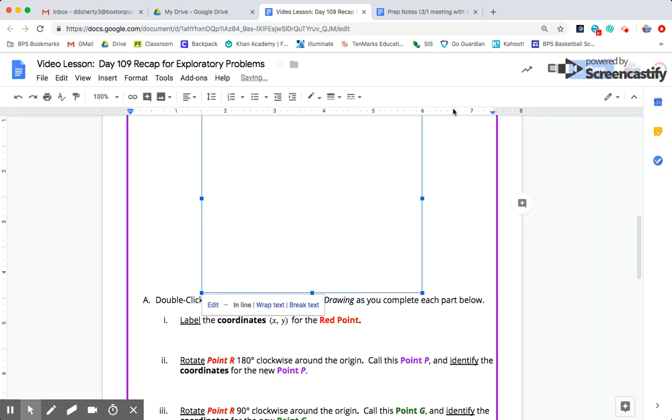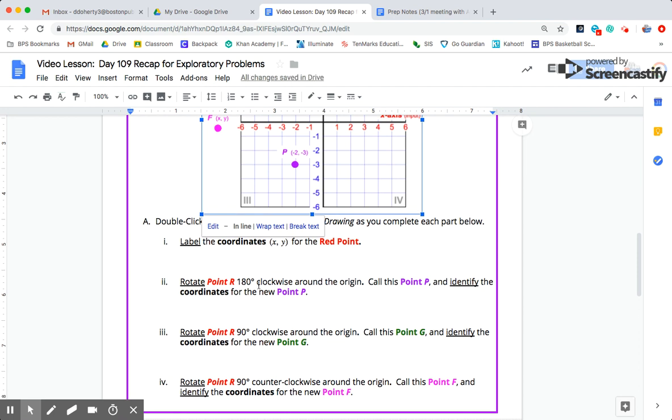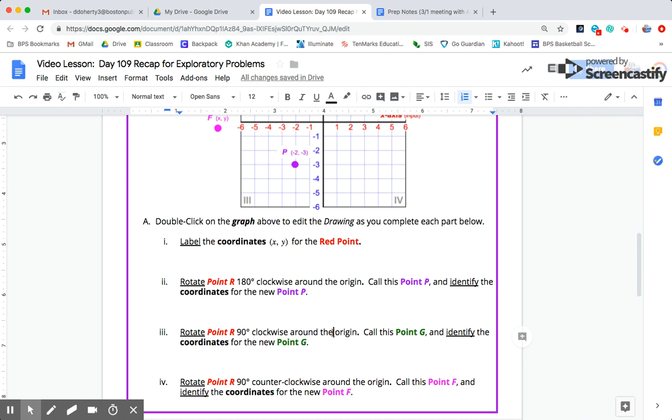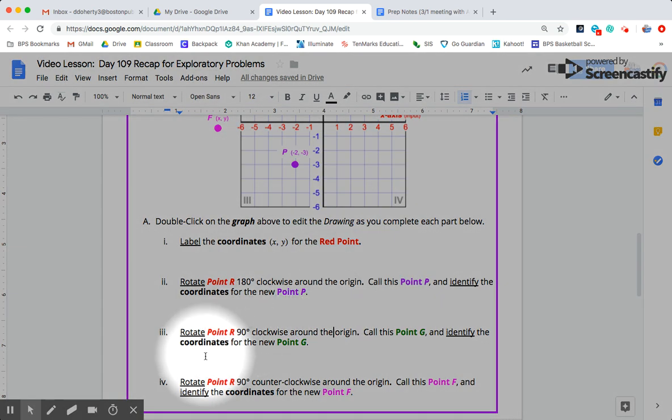The other two rotations we were asked to do, instead of rotating 180 degrees clockwise, we were asked to rotate 90 degrees clockwise. So again, we're going to use point R each time. For part three, we do 90 degrees in a clockwise direction around the origin. And then for part four, we're going to rotate 90 degrees in the counterclockwise direction around the origin. And those are going to be the green and the fuchsia pink points respectively.